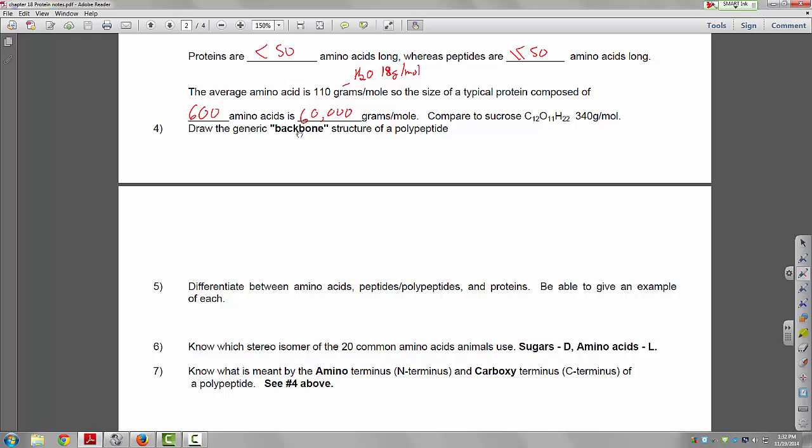Draw the generic backbone structure of a polypeptide. So I'm going to put in maybe 3 or 4 amino acids, and again, I always like to start with the alpha carbon. I know the alpha carbon has got 4 things attached. I've got a hydrogen, I've got an acid group, and an amino group. So that's one. Now I'm just going to write this as a side chain. I'll make this R1 for side chain number 1.